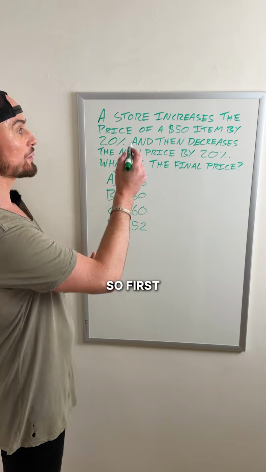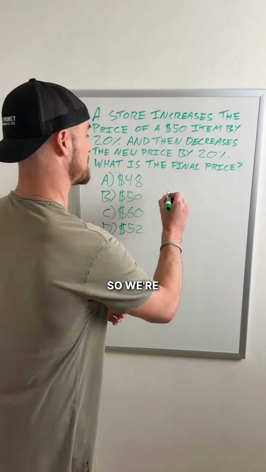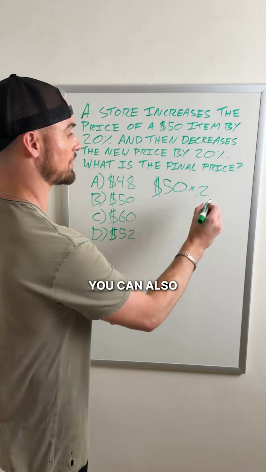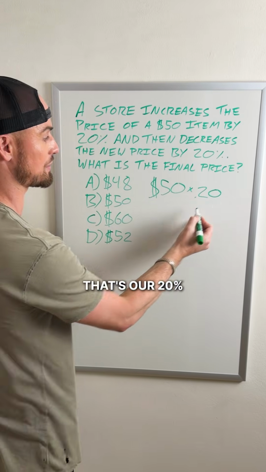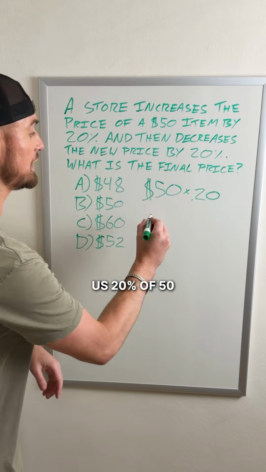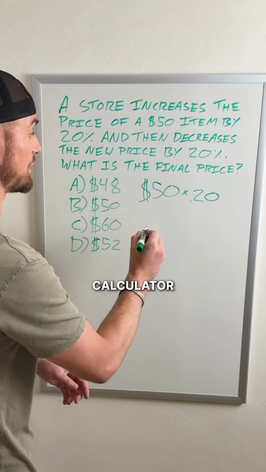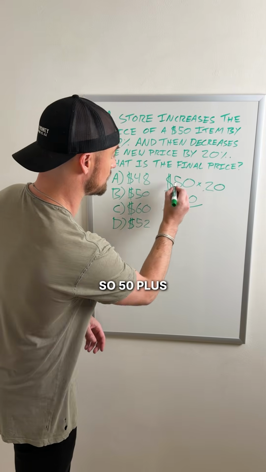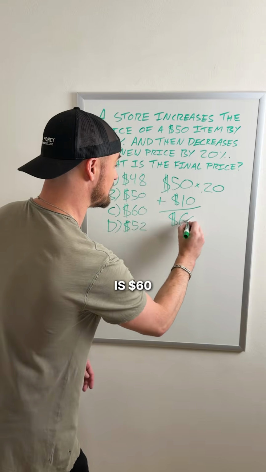All right, let's do this out now and we'll see why we don't end up back at 50, okay? So first there's a price increase of 20%. So we're gonna do 50 times 0.2, that's for your 20%. You could also write 20 there. That's our 20%, okay? So $50 times 0.2 is 20% of 50, which you can just plug into your calculator, and that's gonna give you $10. And then we can add those. So 50 plus 10 is $60, okay?